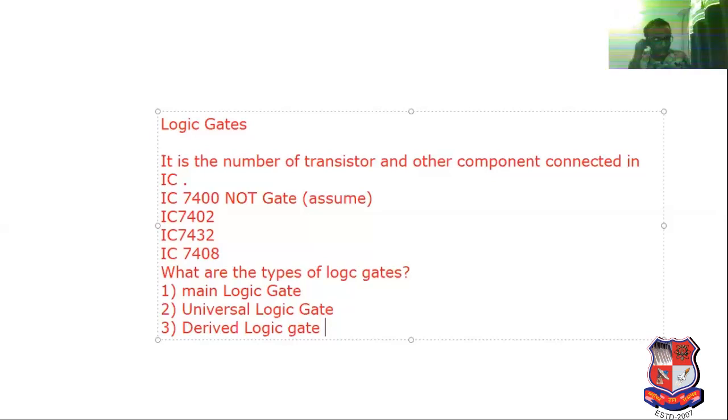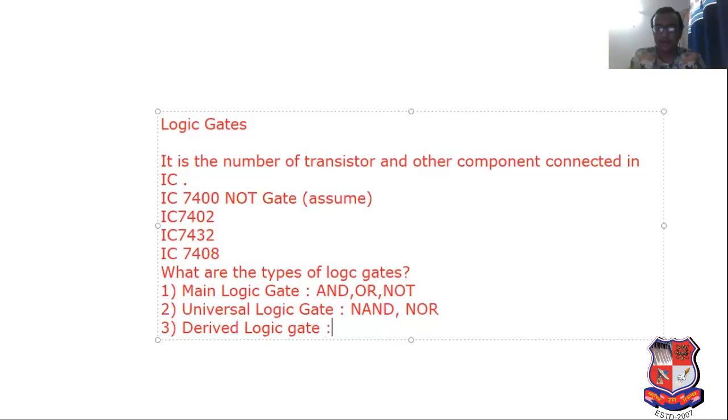What is the meaning of main logic gate, universal logic gate, and derived logic gate? In main logic gates, there are three names: AND, OR, NOT. These are the main logic gates. NAND and NOR are universal logic gates. In derived logic gates, there are XOR and XNOR. So this is the concept regarding the different types of logic gates.